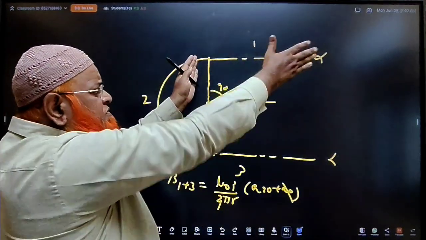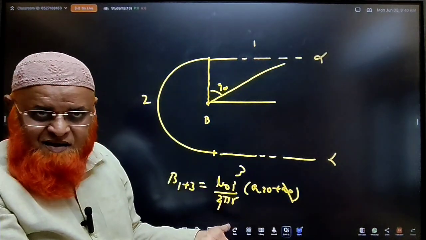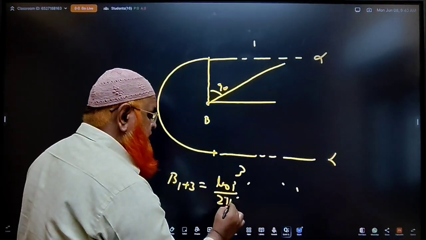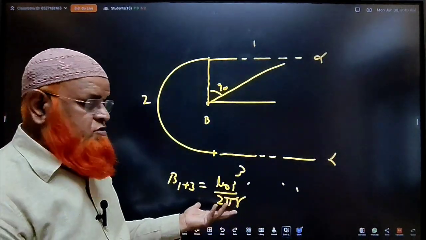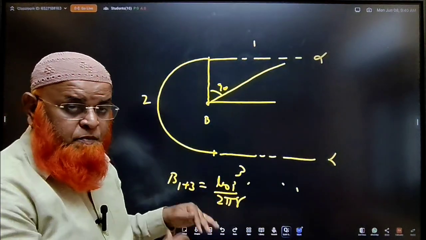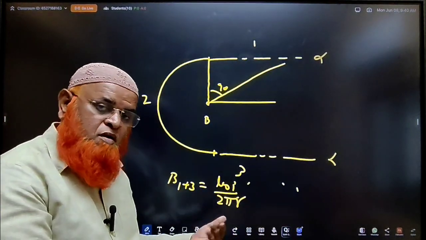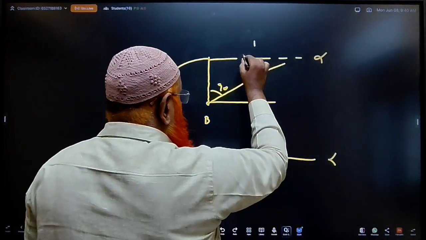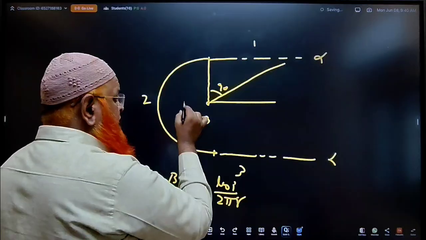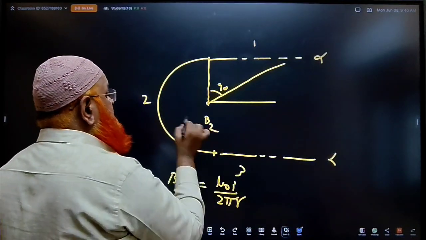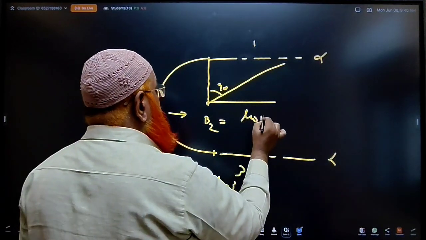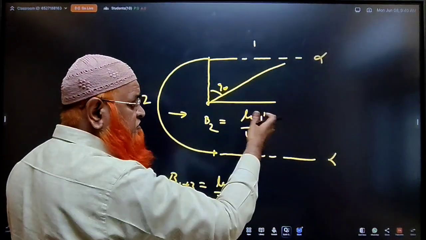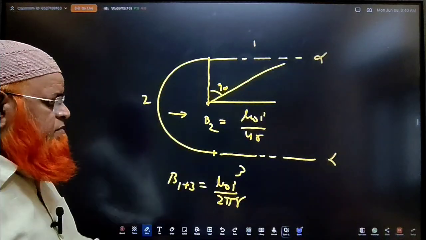So for an infinite half wire, and the total wire is how much? Total wire is 2 pi r. Understood? So half wire and half wire become the total wire: mu naught I by 4 pi r plus mu naught I by 4 pi r, mu naught I by 2 pi r. So I got the magnetic induction because of 1 and 3 combined. And for the middle wire, how much? B2 is nothing but mu naught I by 4r, because for a complete circle it is 2r, and half of that is mu naught I by 4r.